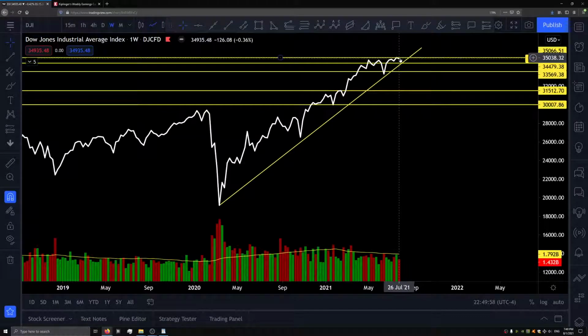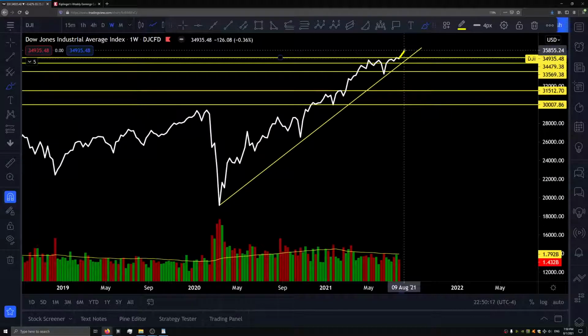We need really bad COVID-19 problems for this to drop this far. So I don't think that's going to happen right away unless COVID goes crazy bad. But I could see a little pullback, at least down to 35,000 here, or a breakout up to 36,000.